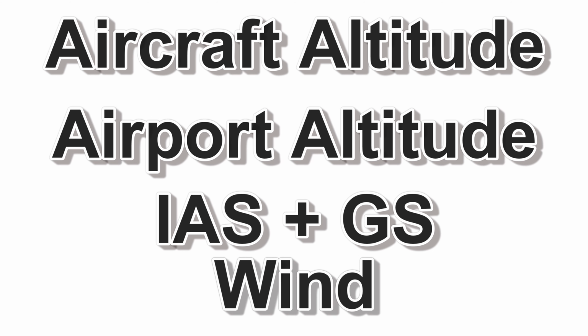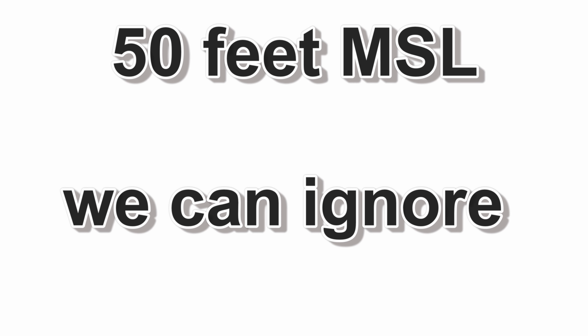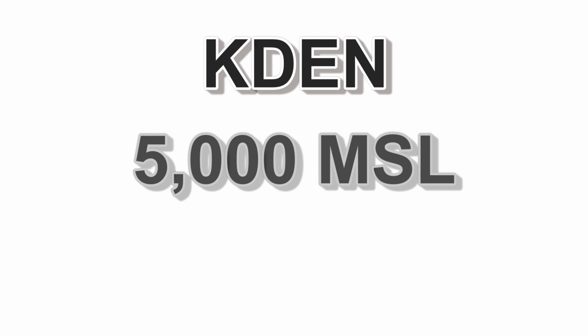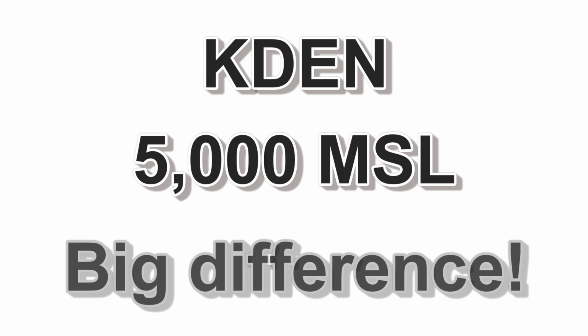To get started, we need to know a few things. We need to know the aircraft altitude, the airport altitude, our indicated airspeed, our ground speed, and the wind. The first thing that we will need to do is know the altitude of the airport we are landing at. If this airport is only 50 feet above sea level, we can ignore it since it is so close to sea level. However, if we were landing at Denver International Airport, which is roughly 5,000 feet above sea level, then it would make a difference.